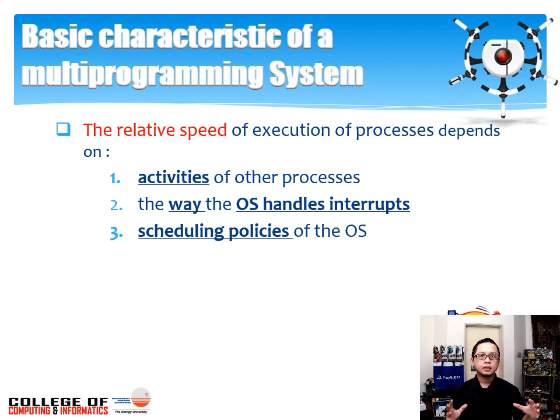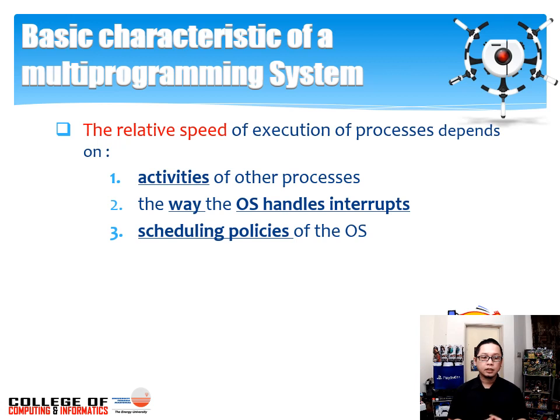So the characteristic in a concurrent process executing at the same time is that, first of all, is the relative speed of execution. So in the concurrent situation, the relative speed depends on, first of all, the activities of other processes. How many instructions it needs to execute, okay, how many resources it needs, okay, how many cycles until the process finishes.